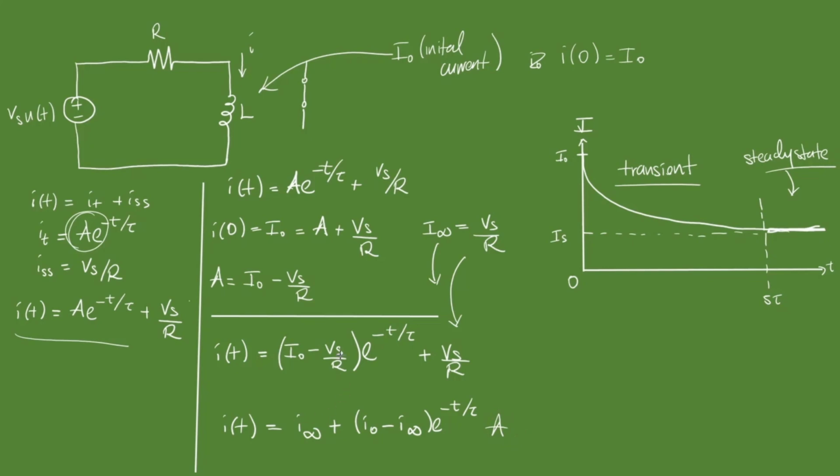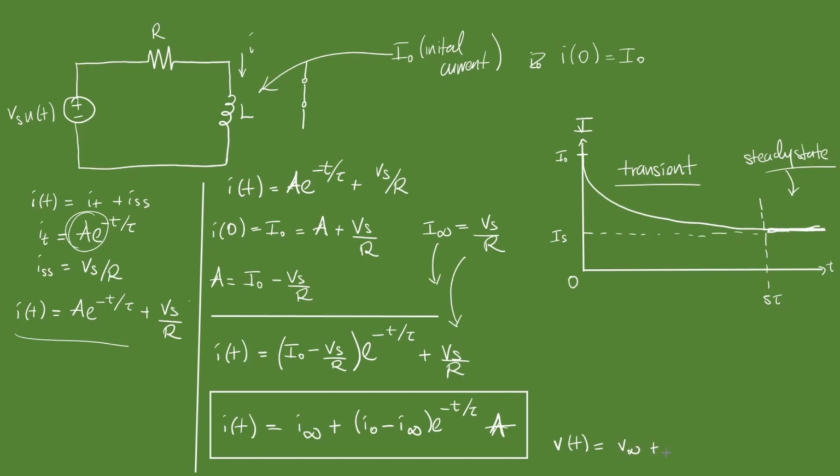So there you have it. It's a really, really elegant derivation for the step response of an RL circuit, much shorter than that for RC. But if you recall the formula for the RC circuit, it's essentially still the same format, because V of t is going to be V infinity plus V naught minus V infinity times e to the minus t over time constant. So this is for step response RC, and this is for step response RL. Which I hope this helped.